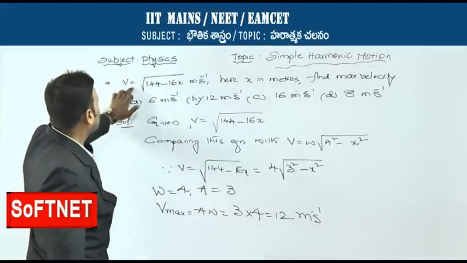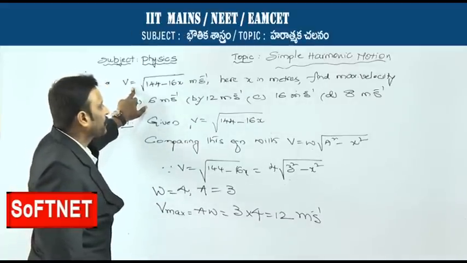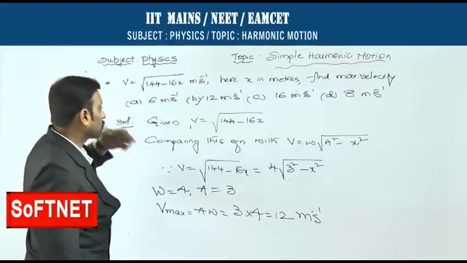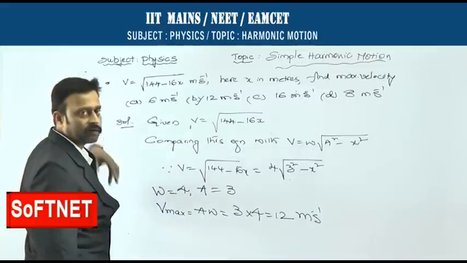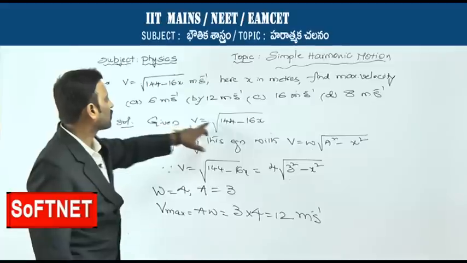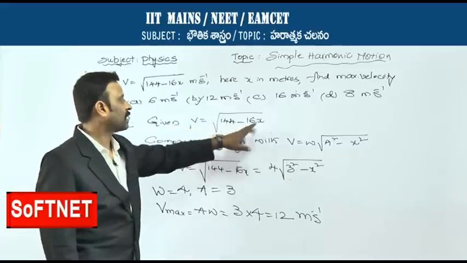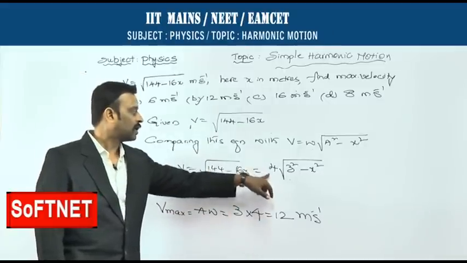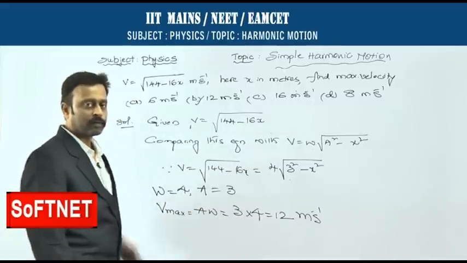Once again look at the problem. That is the given equation. You are asked to find the maximum velocity. In order to calculate maximum velocity, for my convenience, I am reducing this equation. V is equal to under root 144 minus 16x as 4 under root 3 square minus x square.